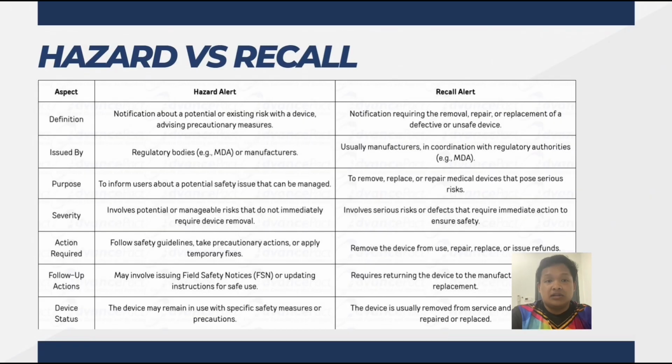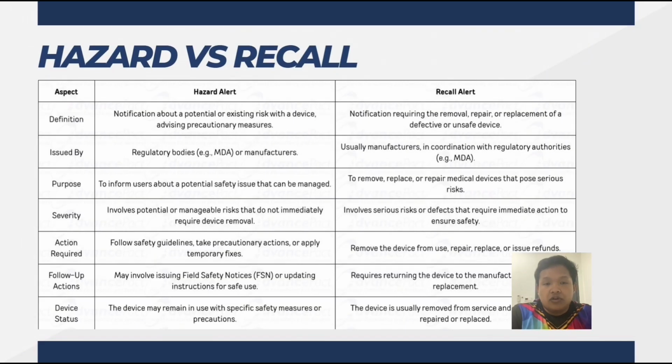For a hazard alert, it involves potential or manageable risks that do not immediately require device removal. But for a recall alert, it involves serious risk or defects that require immediate action to ensure safety. The next aspect is action required. For a hazard alert, we need to follow safety guidelines and take precautionary actions or apply temporary fixes. For a recall alert, we need to remove the device from use, repair, replace, or issue refunds.